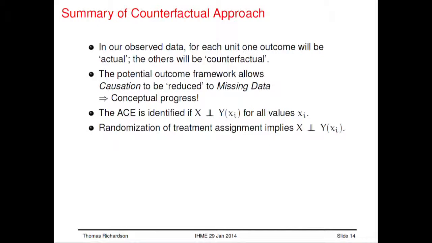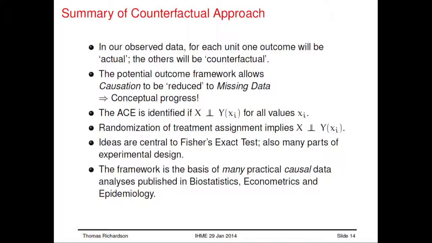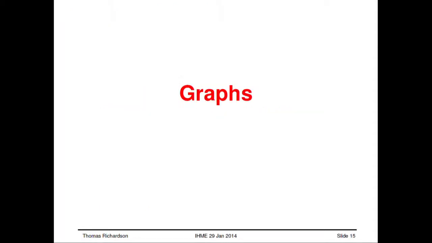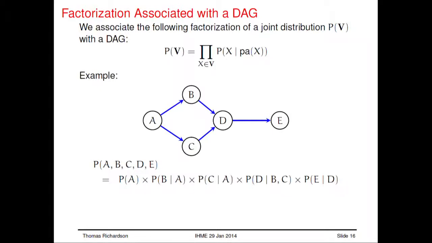The ideas that I've shown you here are central to Fisher's exact tests and many parts of experimental design. And this framework is used in many practical causal data analyses in biostatistics, econometrics, and epidemiology. So that's the quick review of potential outcomes, which is one approach to formulating a causal model. I'm now going to describe a second approach based on directed graphs. And this approach originates from ideas in computer science.